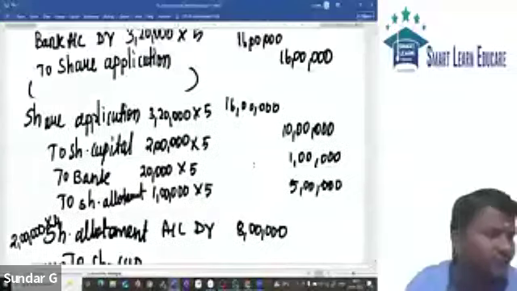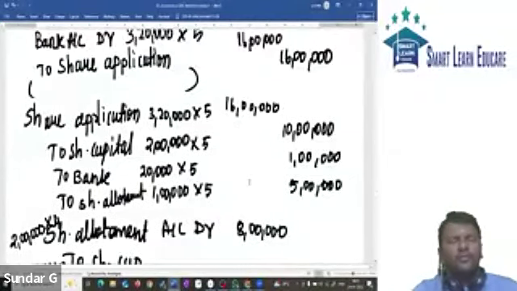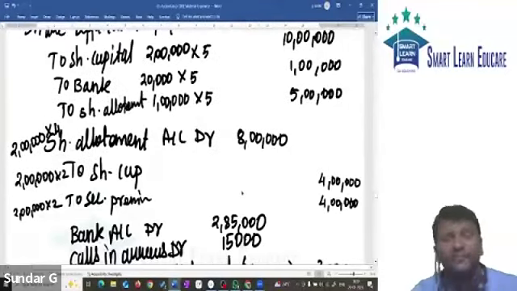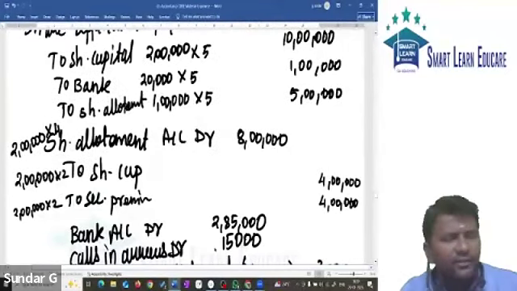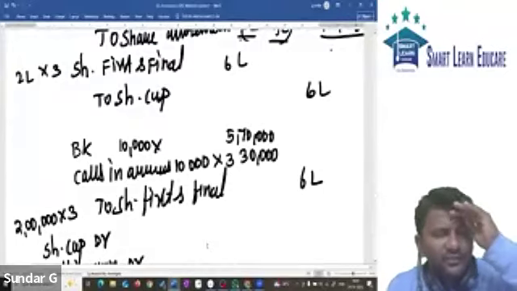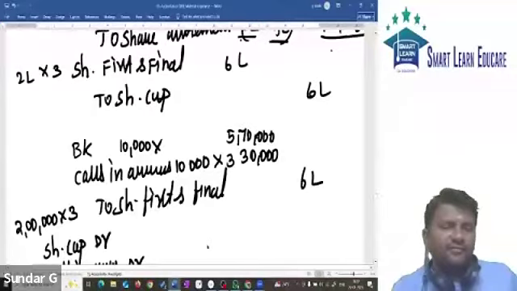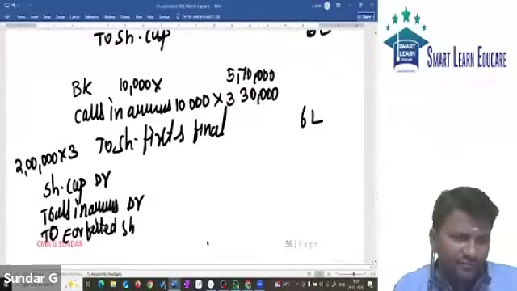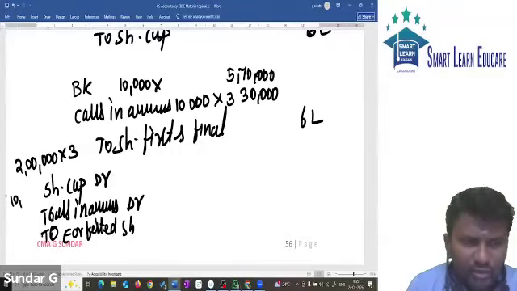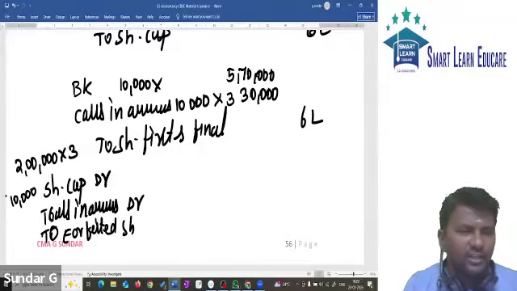See, the question says 15,000 shares are not forfeited. 15,000 shares are applied for. He applied for 15,000, but what was allotted to him is not 15,000. We have not allotted with 15. We have allotted with how much? 10,000. So we can forfeit only 10,000 shares.